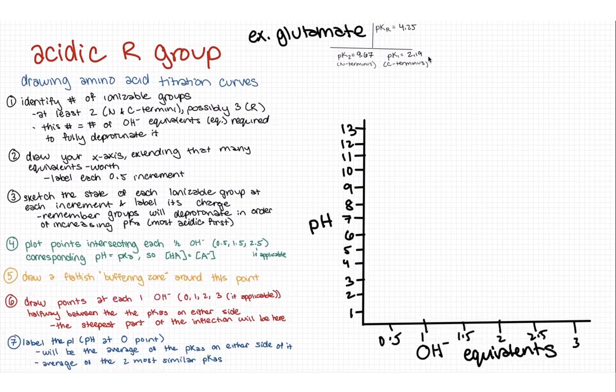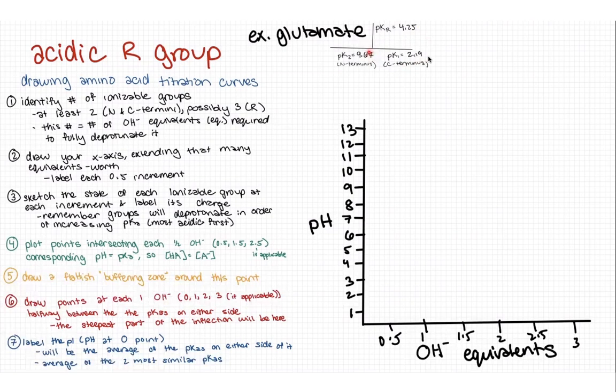If we look to our pKa values, we can see that our N-terminus has the lowest pKa. It's going to deprotonate first. And then we're going to get deprotonation of our side chain, which had a pKa of 4.25. And then finally, we're going to get deprotonation of our N-terminus with a pKa of 9.67.